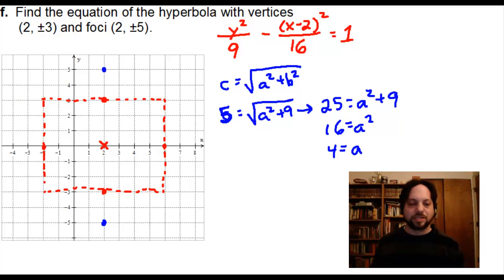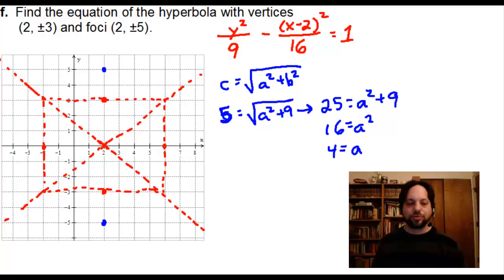So there's my box. If I want to do my asymptote, which I always do, there's going to be one asymptote. This is going to be my negative one. I started with that for no good reason. And here's going to be my positive asymptote. Again, notice that they go through the center and through the corners of this box.